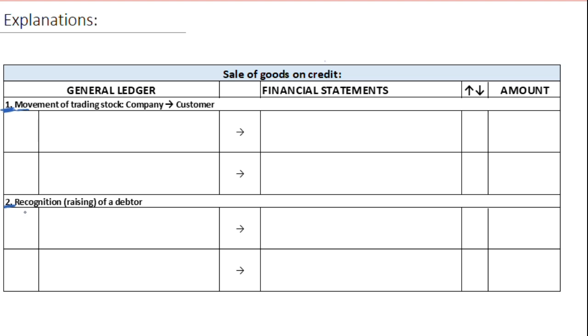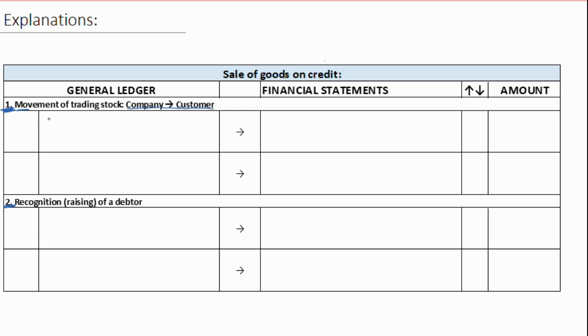Let's have a look at the first entry, the movement of the trading stock. Because trading stock is moving from the company to the customer, the company needs to recognize the fact that it no longer has possession of the trading stock by transferring the cost of that stock out of the trading stock account and into the cost of sales account. In other words, we are converting our trading stock from an asset to an expense.